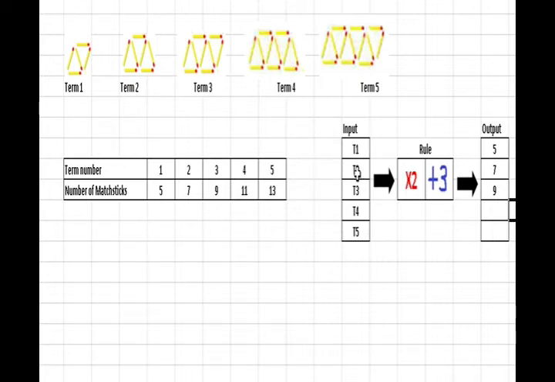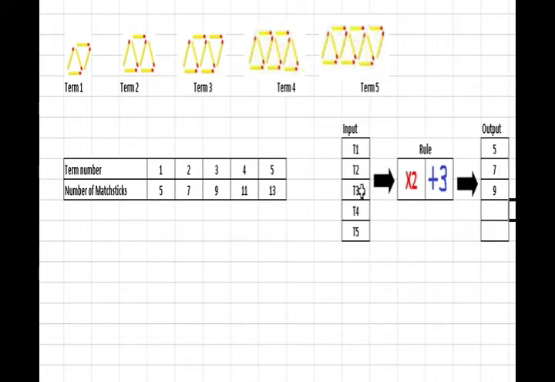If I take the 2 in term 2 and multiply it by 2, the answer is 4. And 4, if I add 3 to it, I end up with 7. So it works for term 2 as well. Does it work for term 3?